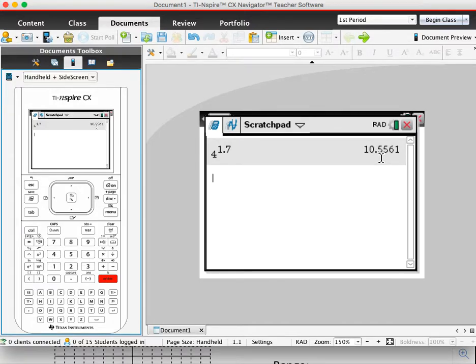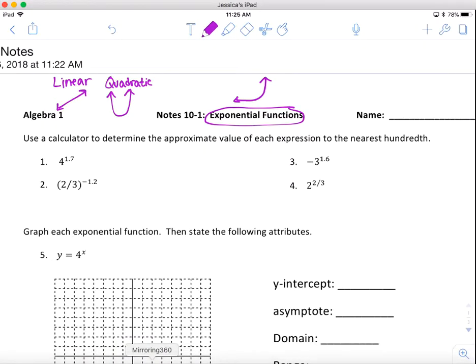So remember your places. You have your tenths place, hundredths place, and then thousandths place. We are rounding to the hundredths place, so the 6 bumps the 5 up to a 6. Our answer for number 1 is 10.56.